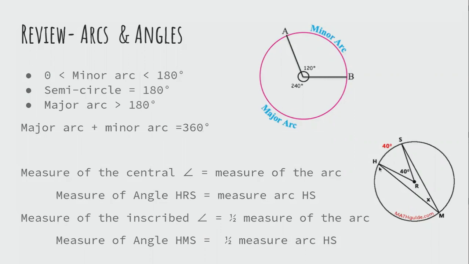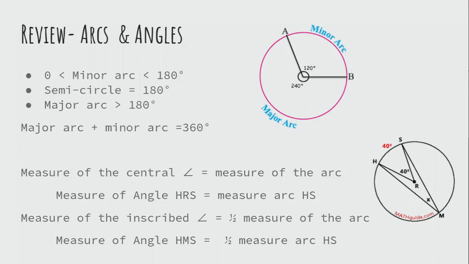So the measure of the central angle, and here the central angle is the angle HRS, is 40 degrees. And the arc between H and S is also 40 degrees. So those two measures, the measure of the central angle and its related arc, are always the same. Okay?